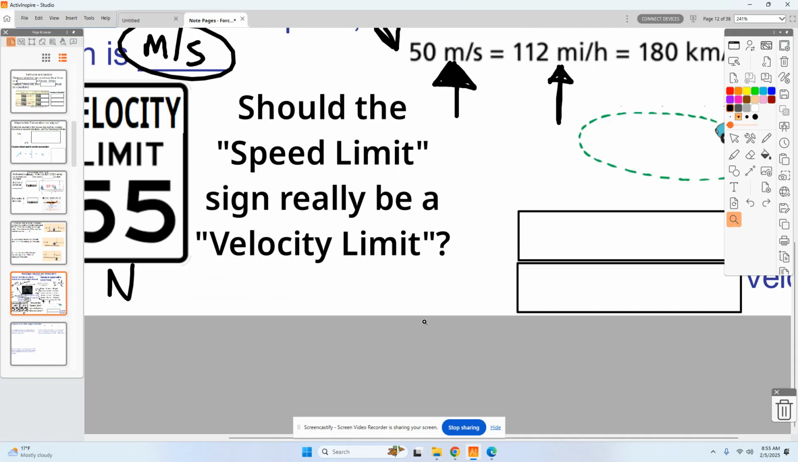Constant speed. This is about 10 miles per hour. It's a constant speed. If I put a speedometer on it, it'd read 10, it'd read 10, it'd read 10. 10 miles per hour. Is it a constant velocity? No, why not? Because its direction is constantly changing. So velocity includes a direction.